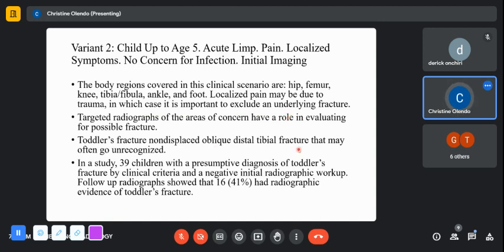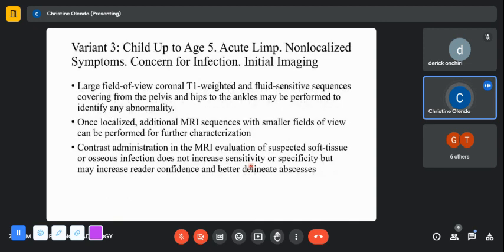The most common one that they found was a toddler's fracture, which is an oblique distal tibial fracture that is often not recognized. There was a study that took 39 children with a presumptive diagnosis of toddler's fracture, and on follow-up imaging, 16% of those who were presumed to have this fracture actually had evidence of toddler's fracture. So again, the importance of follow-up imaging for this one.